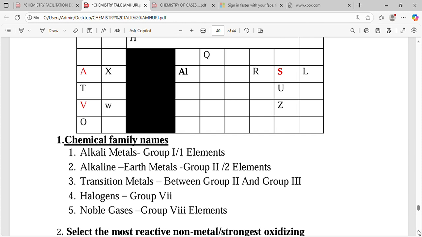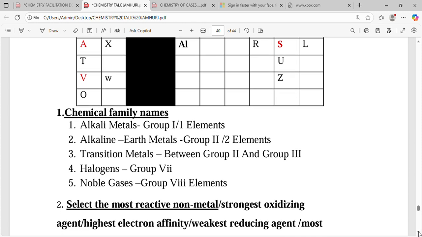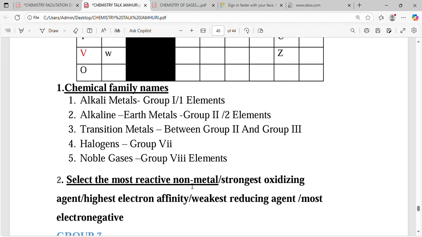The next, what is set? You are asked to select the most reactive non-metal. The most reactive non-metal is synonymous with strongest oxidizing agent. Another term that can be used instead of most reactive nonmetal is highest electron affinity. Another term can be weakest reducing agent. Another term can be the most electronegative. All those words mean the same thing, the most reactive nonmetal.